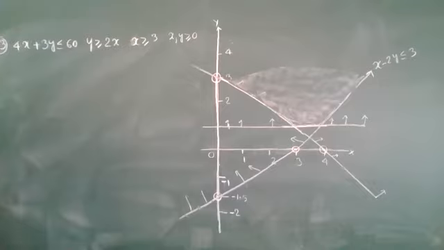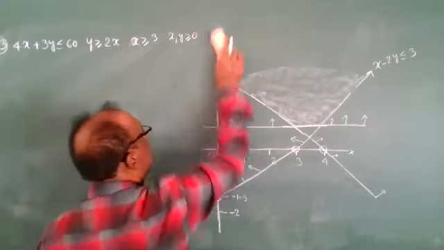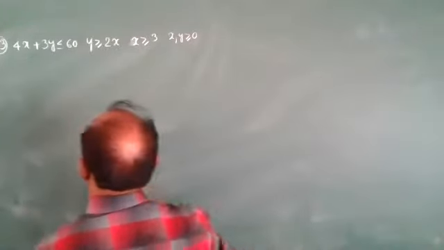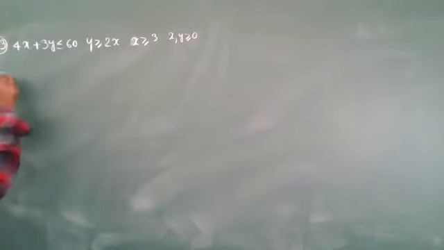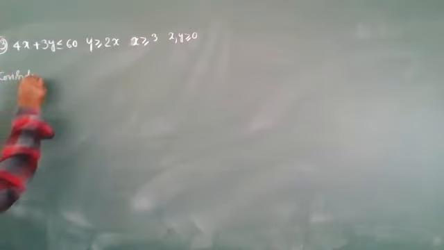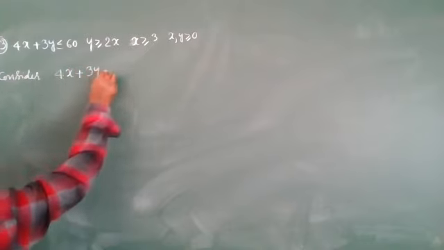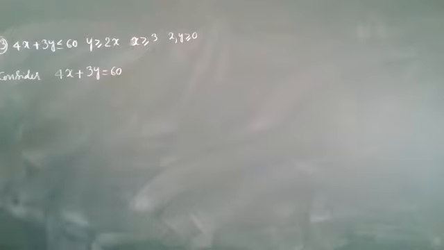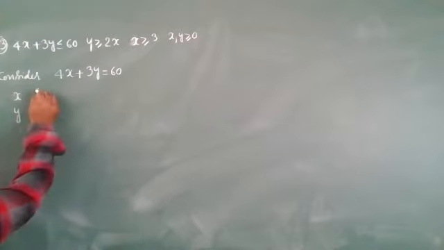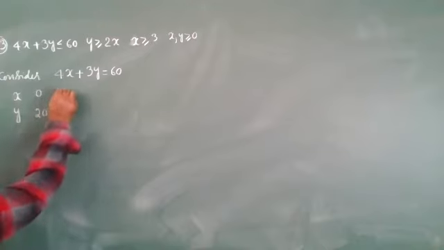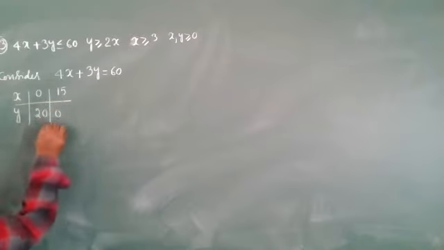Right, take the 3 lines only. First line, consider the equation 4x plus 3y is equal to 60. Write down the table. I am writing the table directly, but you should work it out. When x is 0, y is 20. When y is 0, x is 15. You should work it out, but I am writing directly.